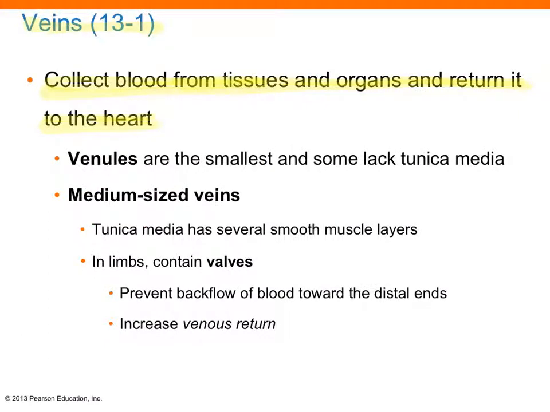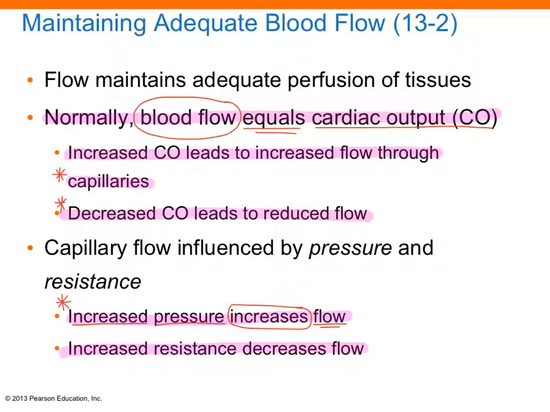Veins collect blood from tissues and organs and return it to the heart. Normal blood flow equals cardiac output. Increased cardiac output leads to increased flow through the capillaries. Decreased cardiac output leads to reduced flow. Increased pressure increases flow. Increased resistance decreases flow.